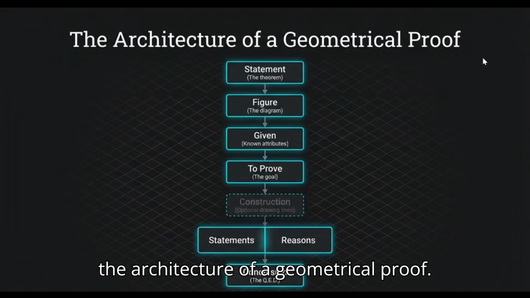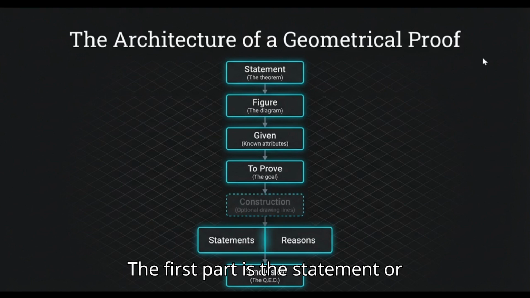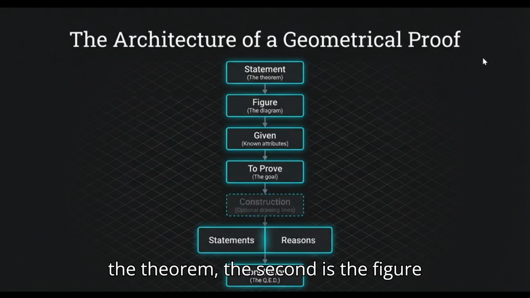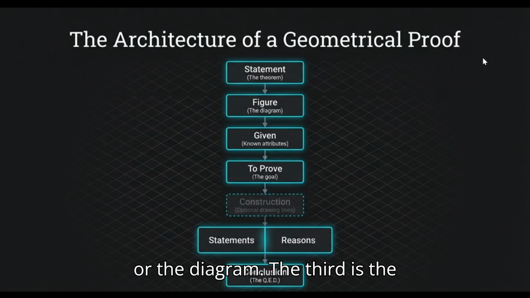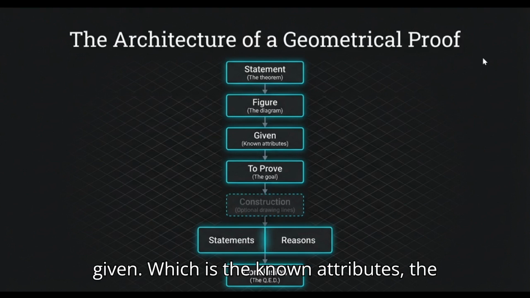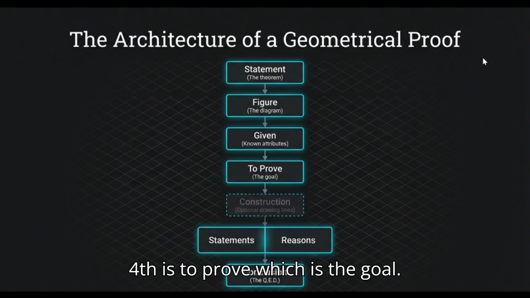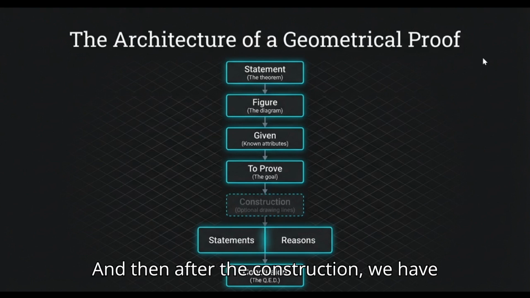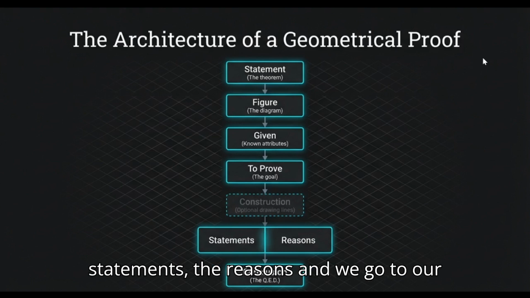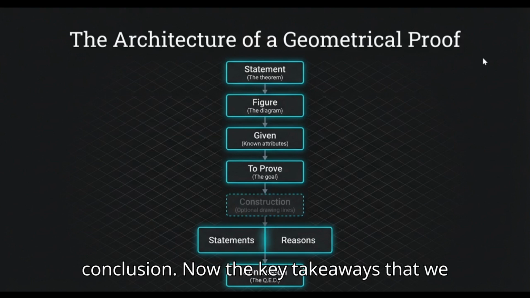This is the architecture of a geometrical proof. The first part is the statement or the theorem. The second is the figure or the diagram. The third is the given, which is the known attributes. The fourth is to prove, which is the goal. And then after the construction, we have statements, the reasons, and we go to our conclusion.